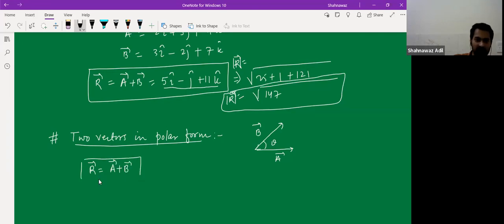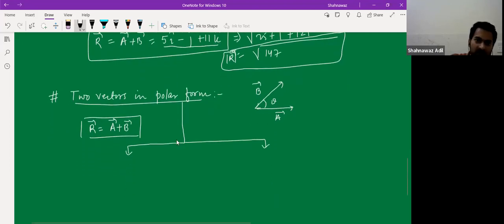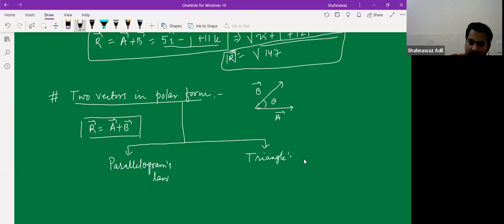Okay. So you guys have already learned about the parallelogram law, right? So in polar form, there are mainly two methods. Both give the same result, so whichever method you want to choose, you can choose any of them. One method is called the parallelogram law, and the other method is the triangle law.